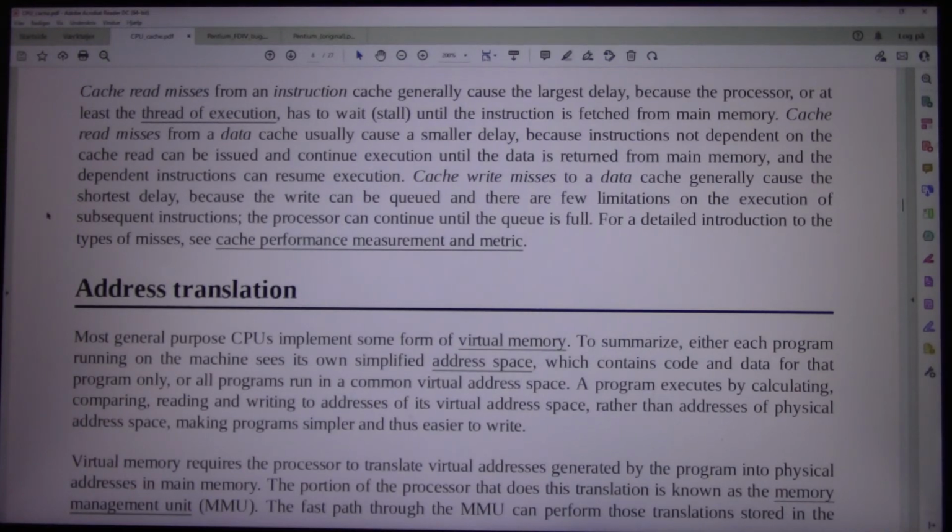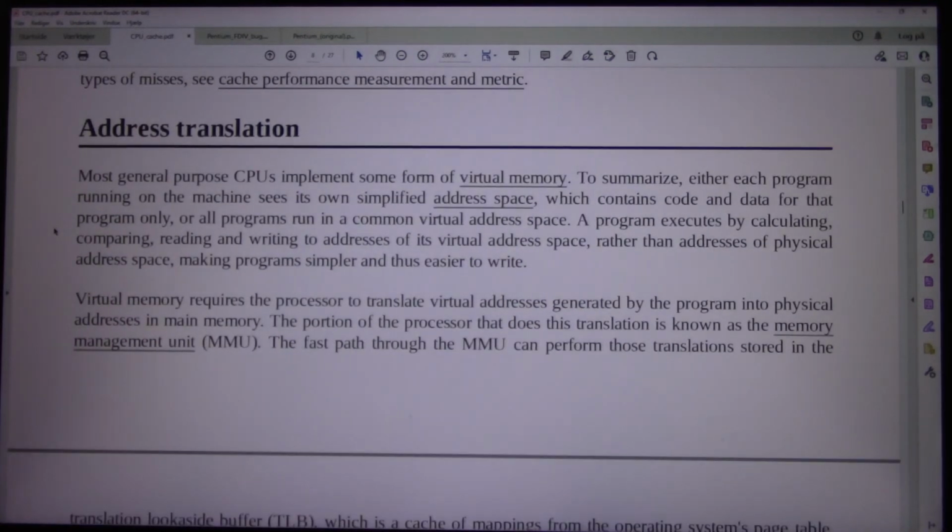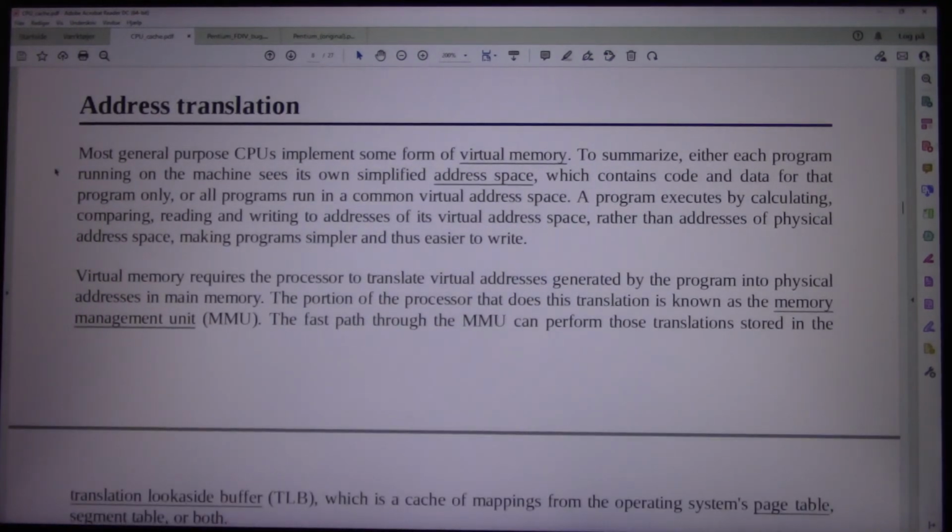Address translation. Most general-purpose CPUs implement some form of virtual memory. To summarize, either each program running on the machine sees its own simplified address space, which contains code and data for that program only, or all programs run in a common virtual address space. A program executes by calculating, comparing, reading and writing to addresses of its virtual address space, rather than addresses of physical address space, making programs simpler and thus easier to write.